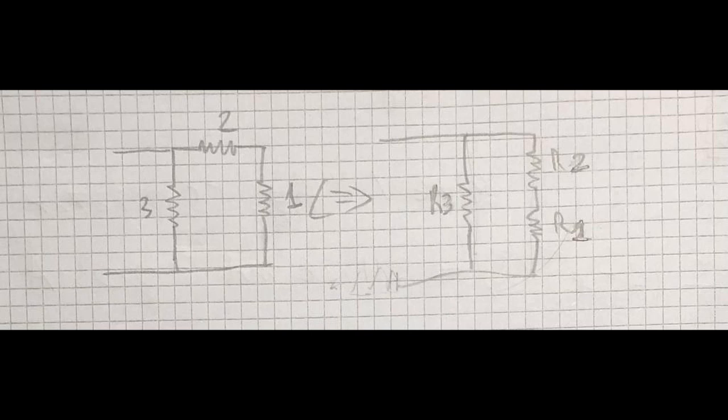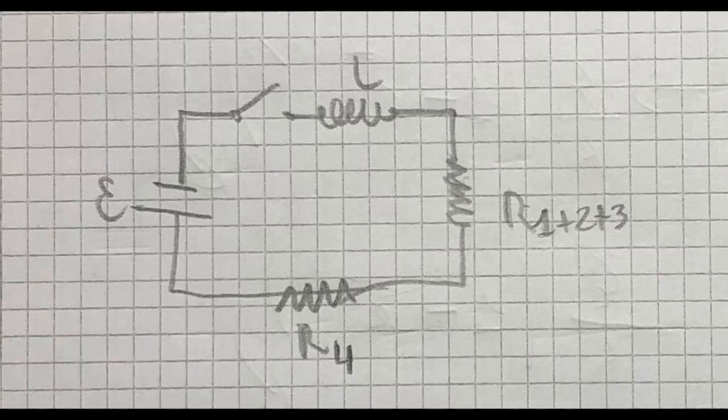From the drawing of the circuit, you can see that resistance 1 and resistance 2 are in series, so they can just be added and the circuit becomes as in the video. Then resistance 3 is in parallel with resistance 1 plus 2, so they can be added, but we need to make them to the power of minus 1.